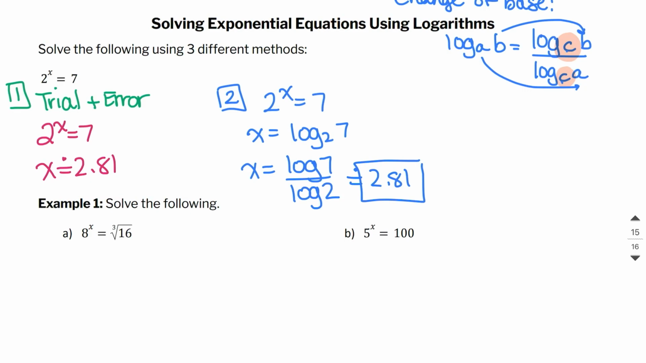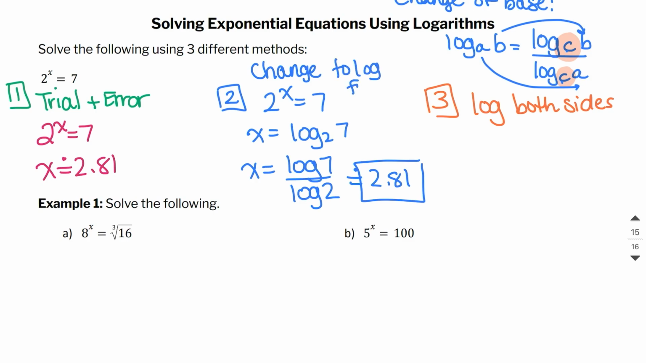Then we have one more option, which is to log both sides. Let's write here on option 2 that this is changed to log form. So option 2 is change to log form, option 1 is trial and error, and option 3 is to log both sides.